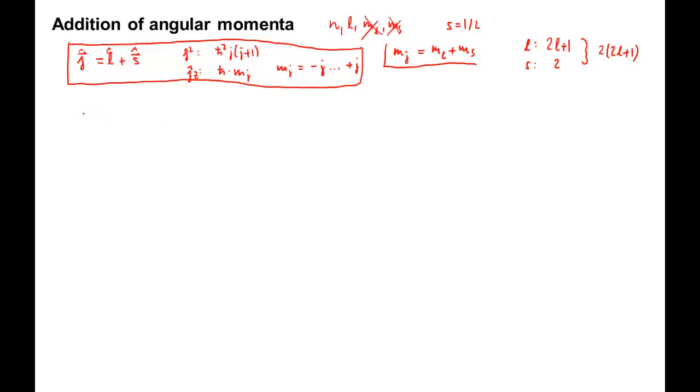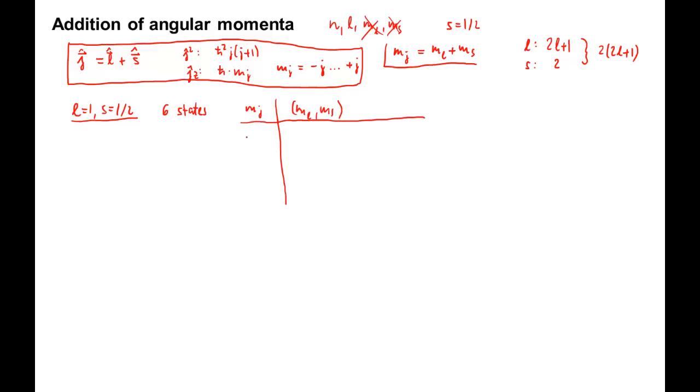For example, let's look at L equals 1, and of course S equals 1/2. This would correspond to a p state in a hydrogen atom. We have 2 times (2L plus 1), which is 3 times 2, a total of 6 states. ml can be -1, 0, or +1, and ms can be positive or negative 1/2. Let's classify the states in terms of ml and ms combinations and make a table of the possible mj values.